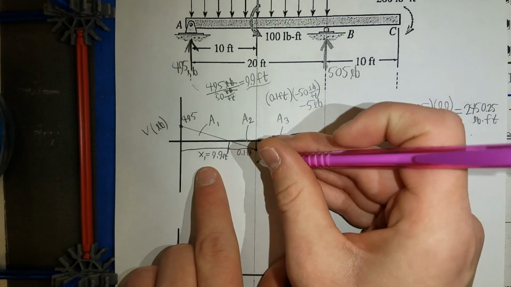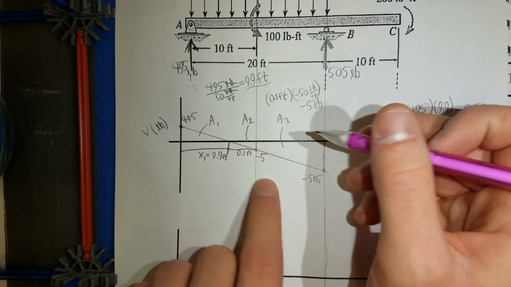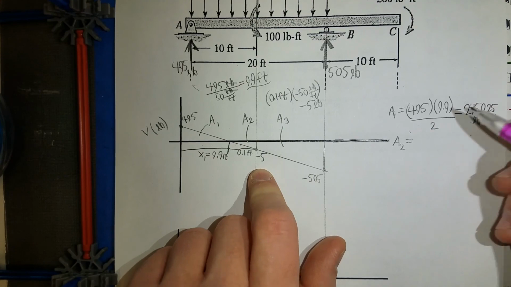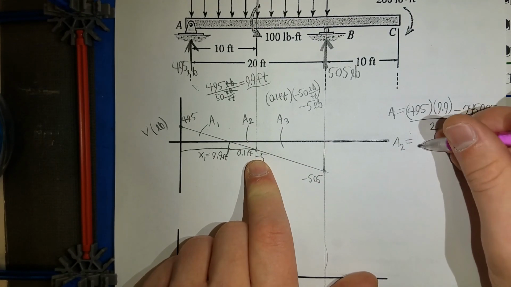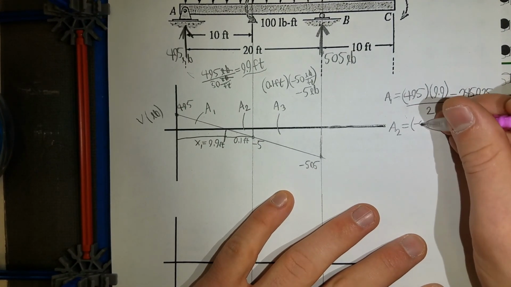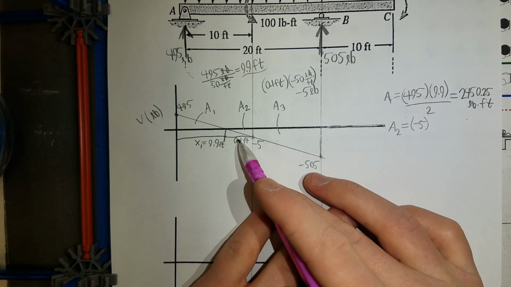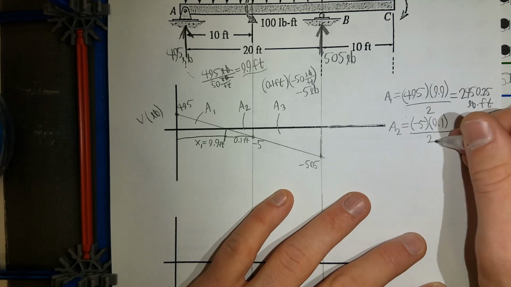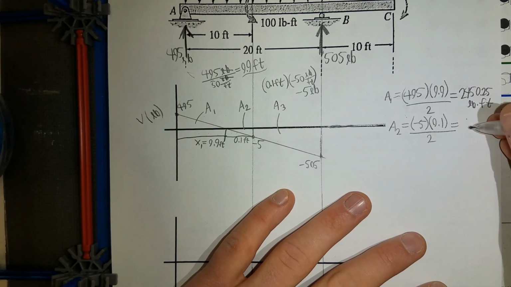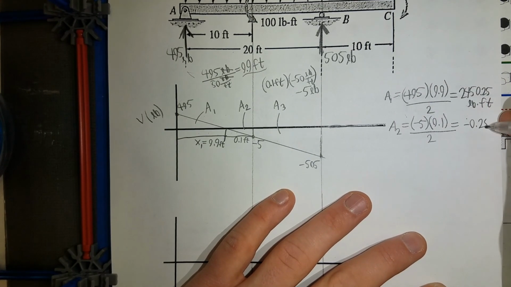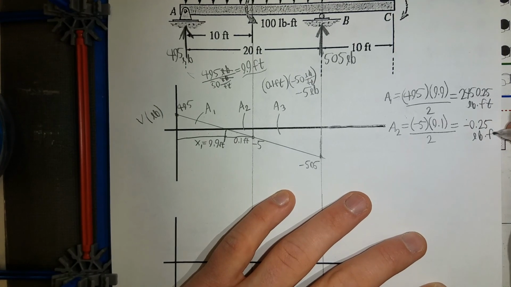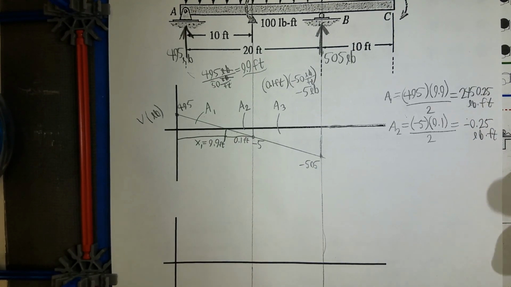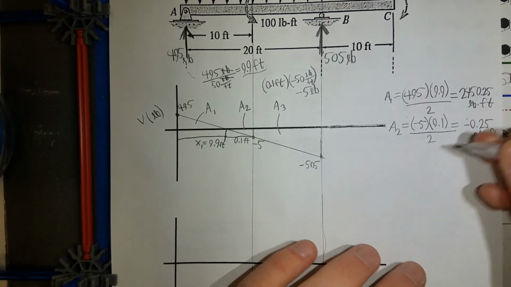So here at the top of this triangle, we've got negative 5 pounds. We can go ahead and use this negative 5 pounds in our triangle. The base of this triangle was 0.1. We divide that by 2. It's a change of negative 0.25 pound feet. It's not terribly significant, but it's what we've got to work with.